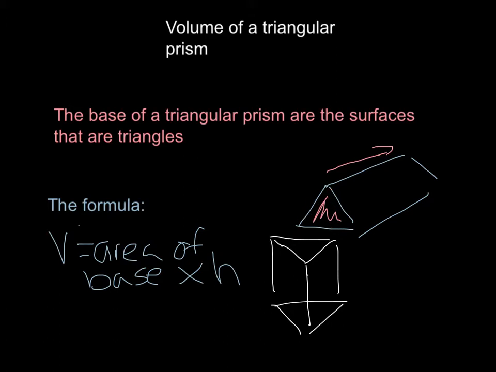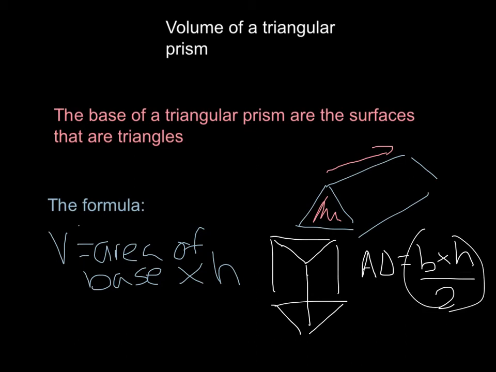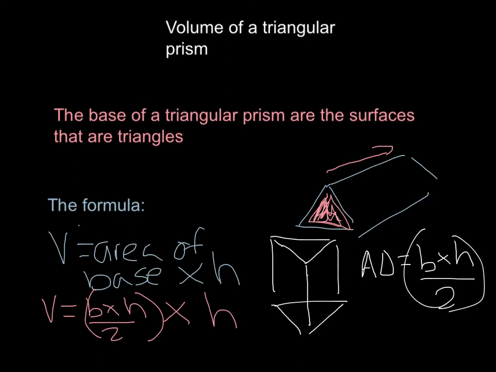To find the area of a triangle, we know the formula is area of a triangle equals base times height divided by 2. So when we put that into our formula here, volume equals base times height divided by 2, multiplied by the height of the object. So it's whatever the base times height of this shape is. First you solve for that, then you multiply it by the height of the object.